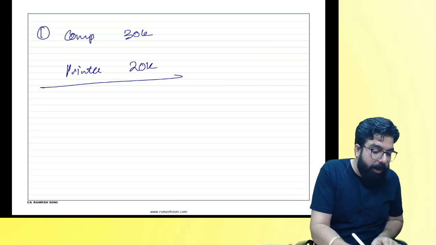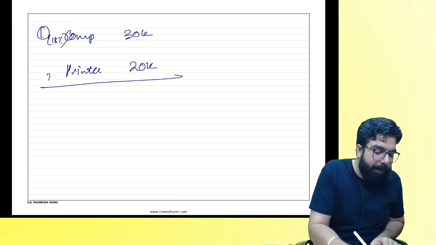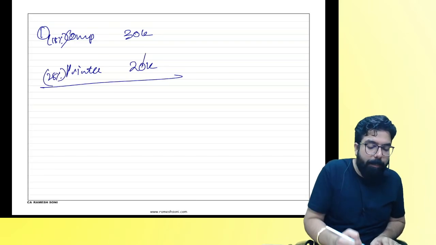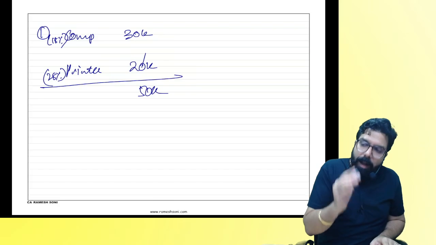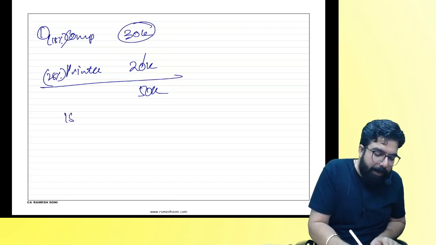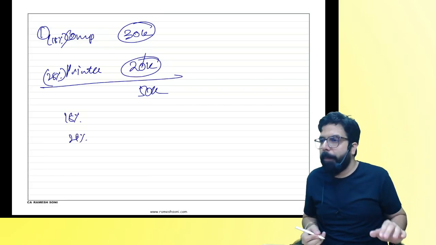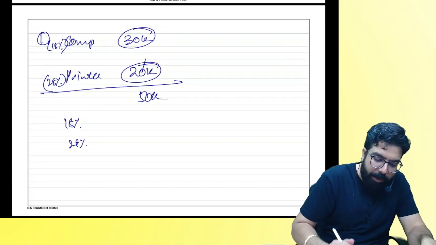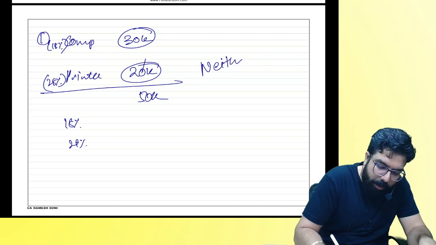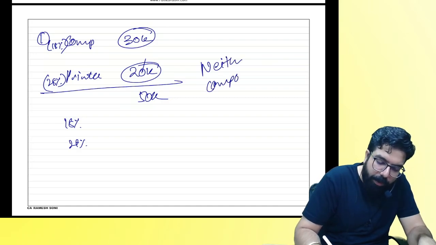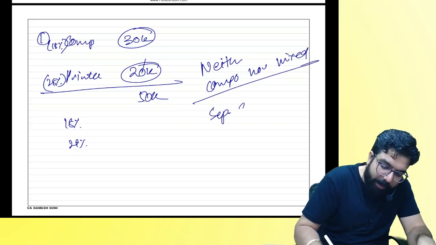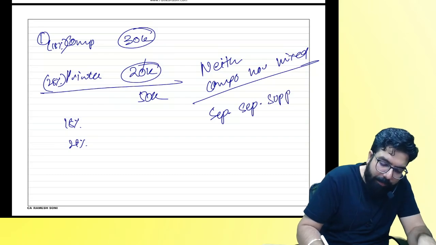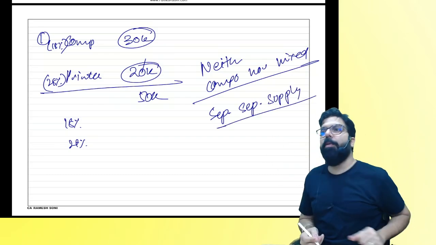Can you tell me, if the rate of GST on the computer is 18 and on the printer is 28, what rate will apply on 50,000? Arey, on 30,000 he'll apply one and then on 20,000 the other. Is my point clear to all? This is neither composite nor mixed. It is separate supply. Are we clear?